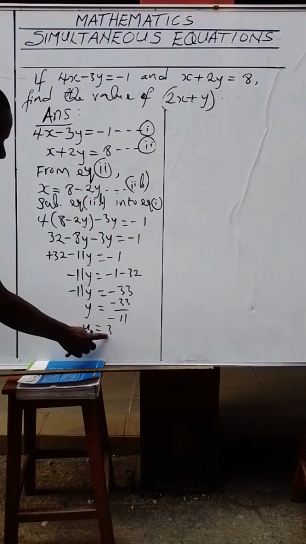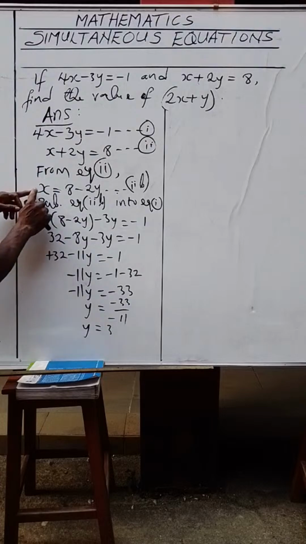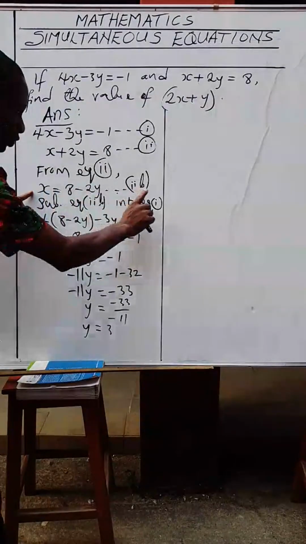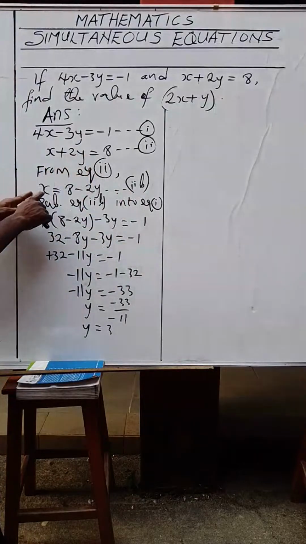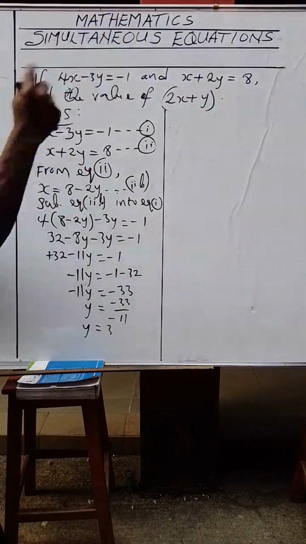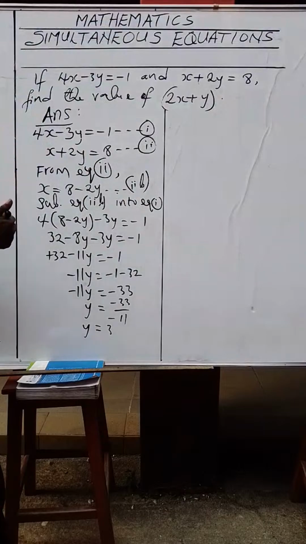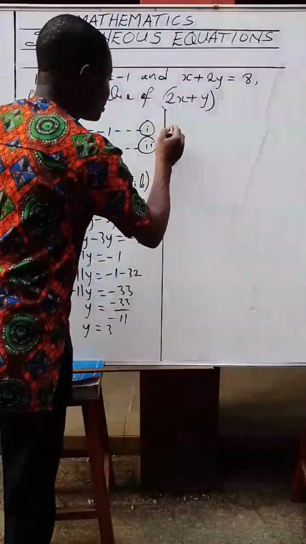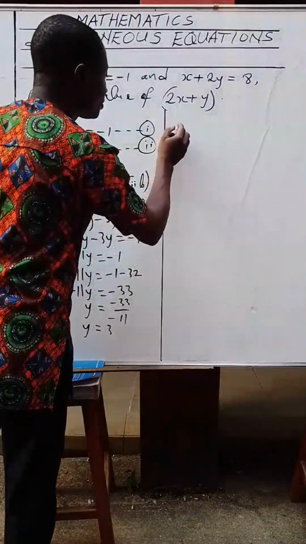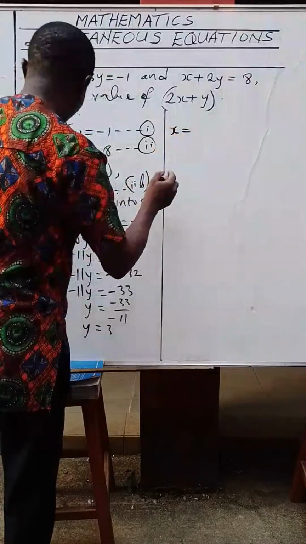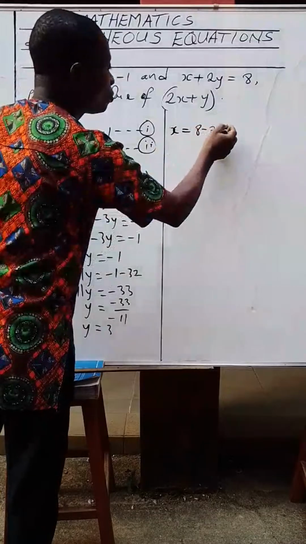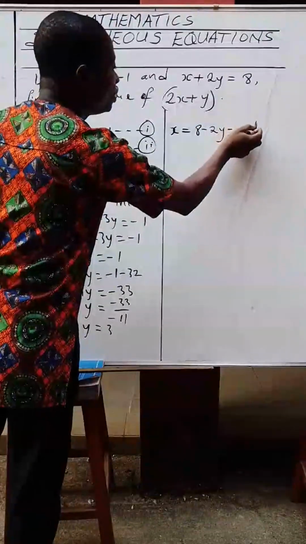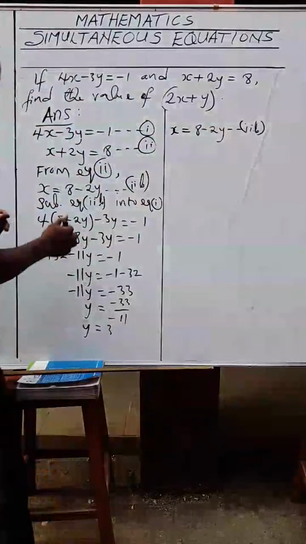Now that we have gotten our y equals 3, we go back to this already made equation. You can see here, with this one, we can simply find our x without going through the long journey, because it's tactical. So here we have our x equals 8 minus 2y. So this is equation 2b. Don't forget, this is our equation 2b.